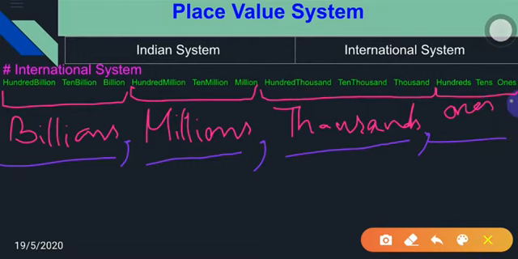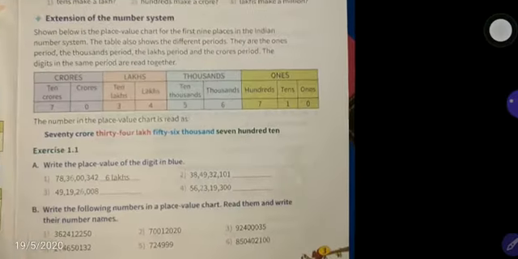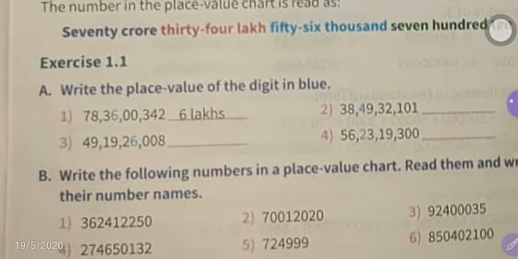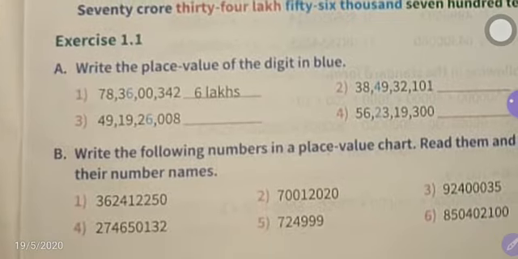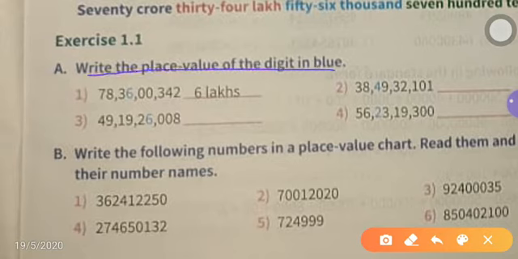Now see Exercise 1.1, open your book. Write the place value of the digits in blue. Here the place value of 6 is what? 6 is in the lakhs period, so 6 lakhs, it is given. In the second number, the place value of 4 is given in blue color. From that side you have to count: ones, tens, hundreds, thousands, ten thousands, lakh, ten lakhs. 4 is in the ten lakh place, so 4 into 10, 40 lakh.